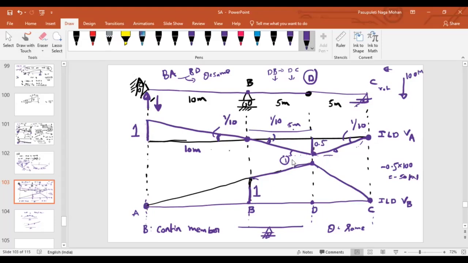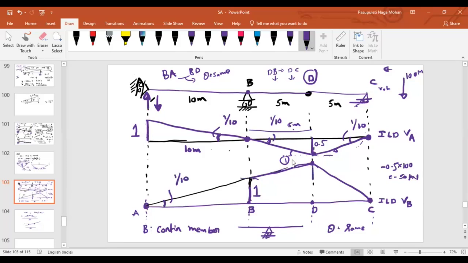Any doubt in this diagram? So here the logic is that if you can understand that at joint B the rotations are the same, then you will take up the inclined line only. That's it. Can you tell me what about this slope? 1 by 10. Ordinate is 1, distance is 10, so 1 by 10. As it is the same straight line, the slope is the same.